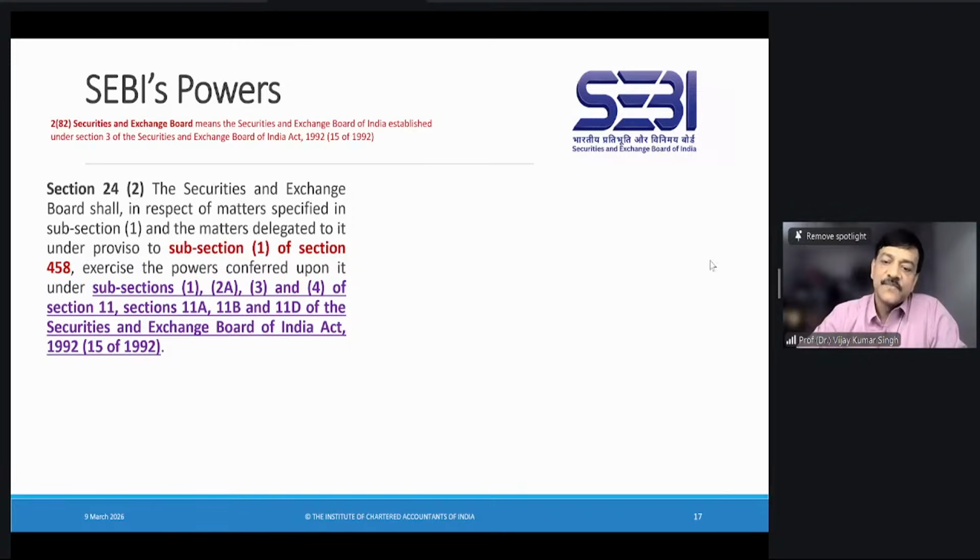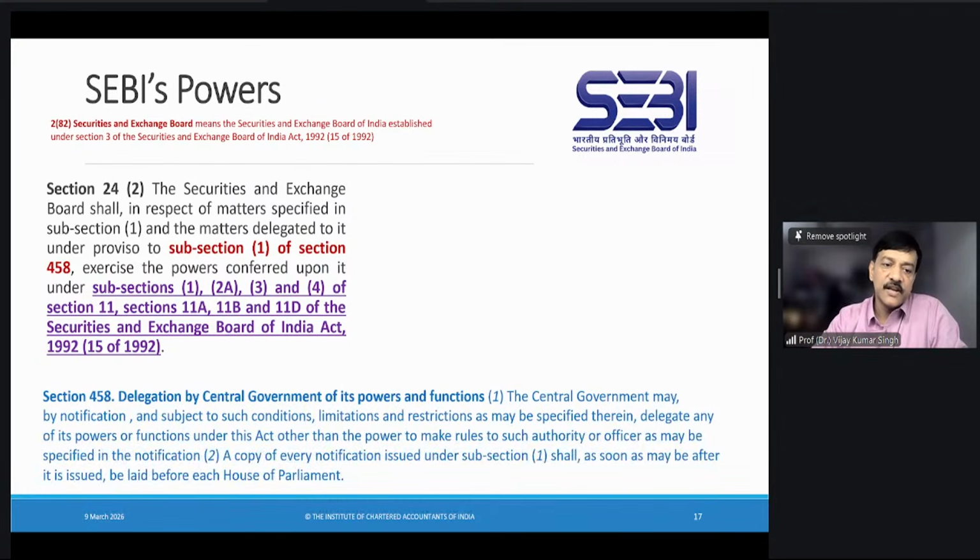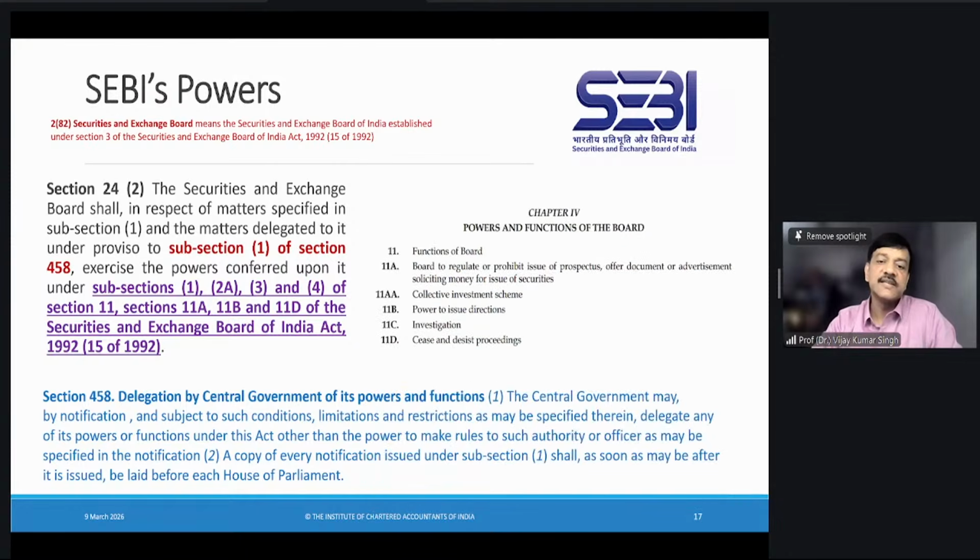You can see here, section 458 talks about delegation by the central government of its power and function. So under the Companies Act in section 458 subclause 1, the central government may by notification and subject to such conditions, limitations and restrictions as may be specified, delegate any of its power or function under this Act to anybody else. Okay, that includes SEBI. So some of the powers are delegated to SEBI. In case of foreign exchange and all, powers are delegated to RBI, that is the Reserve Bank of India. So these are the sections.